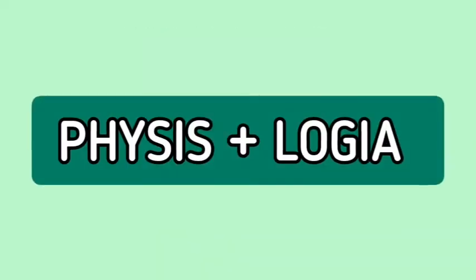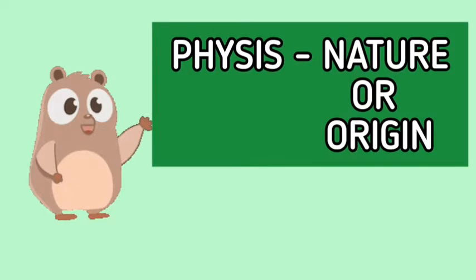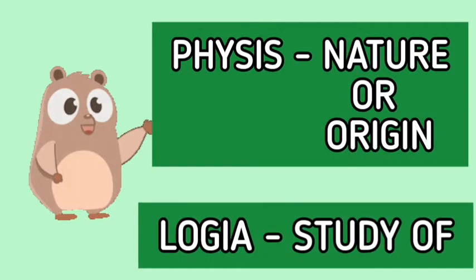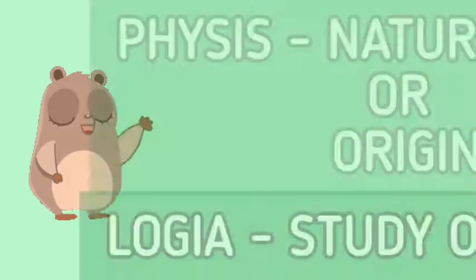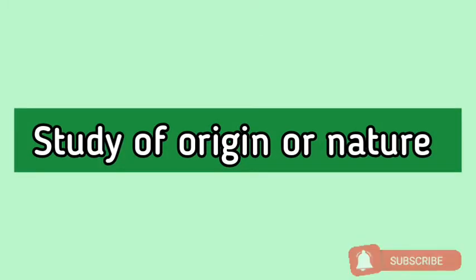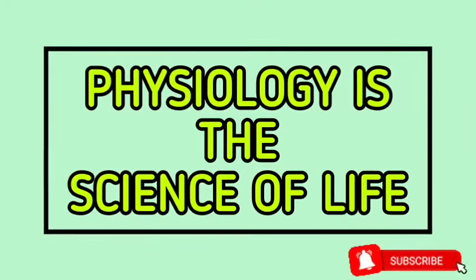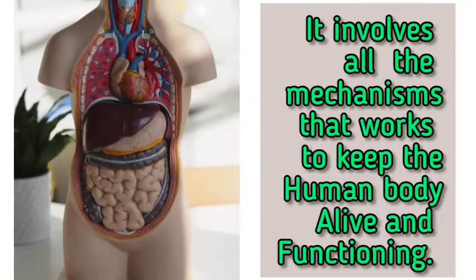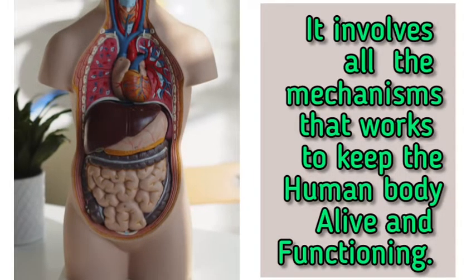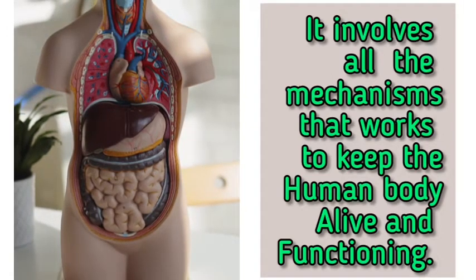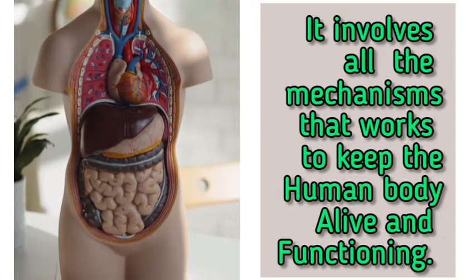Physiology comes from the Greek words physis plus logia. Physis means nature or origin, logia means study of. So, it is the study of origin or nature. In simple words, physiology is the science of life. It involves all the mechanisms that work to keep the human body alive and functioning.